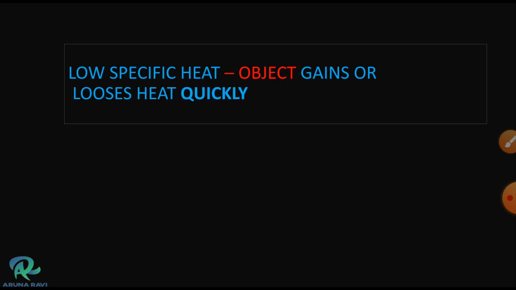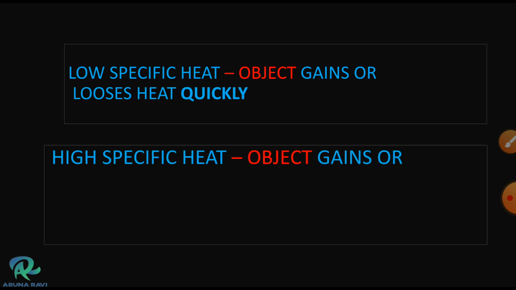The substances which have low specific heat gain or lose heat very quickly. The temperature rise is very fast in these substances. The substances which have high specific heat lose and gain heat very slowly. They will gain heat slowly and they release heat slowly. You have to identify the difference.